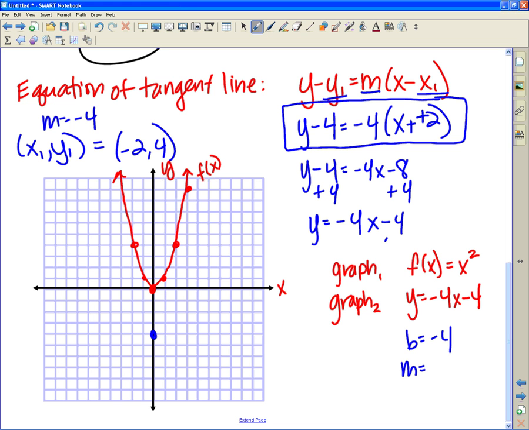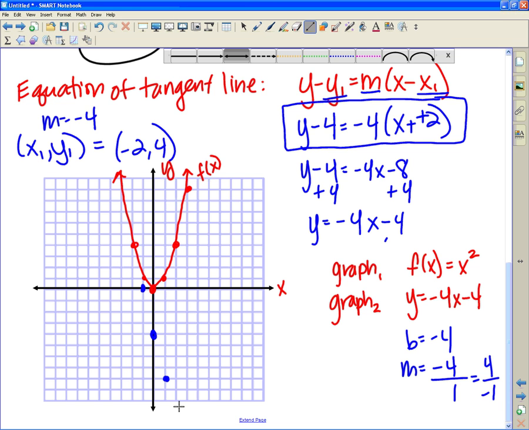I always have my students write their slopes as fractions. -4 over 1. So from here, I need to either go down 4 and then to the right 1, or I could have gone up 4 and to the left 1. Either way, you're creating a line with a negative slope.